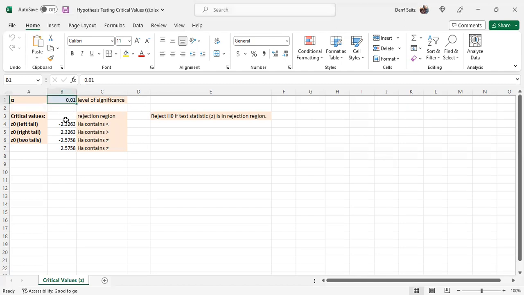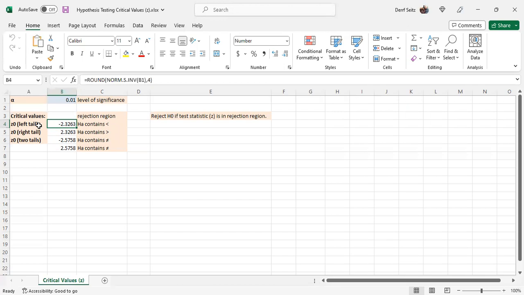The only input needed to this spreadsheet is the level of significance alpha, in this example, 1%. The spreadsheet calculates critical values for the three different types of hypothesis test: the left tail, right tail, and two-tailed test. The type of test is determined by the relational condition in the alternative hypothesis.